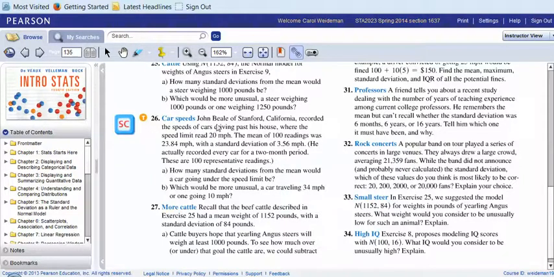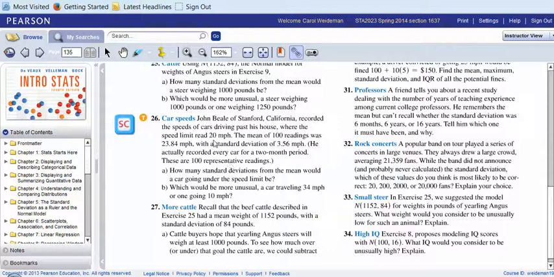It tells us that John Beale of Stanford, California, recorded the speeds of cars driving past his home, where the speed limit read 20 miles per hour. The mean of 100 readings was 23.84, with a standard deviation of 3.56. How many standard deviations from the mean would a car going under the speed limit be?